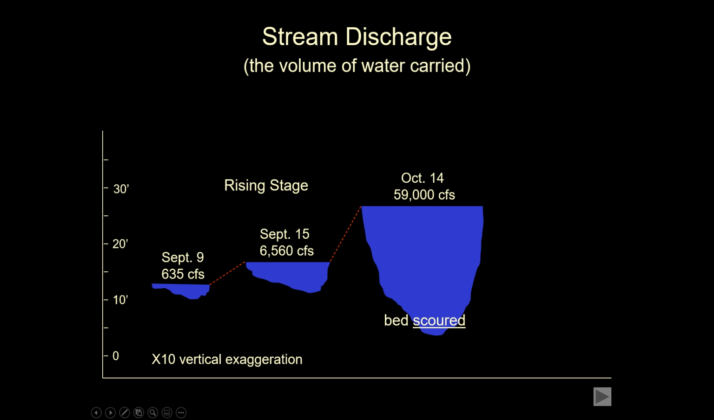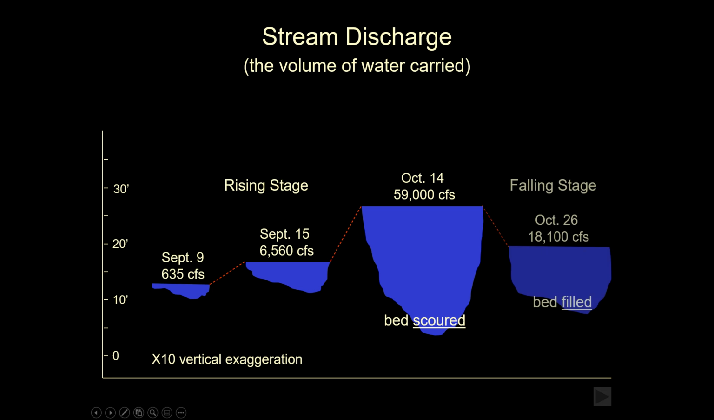So two things have happened. That red line shows you that the water level has risen, but the stream has also cut down into alluvium. So the bed has been scoured, meaning material has been removed to make the channel actually deeper. So those are two things that happen as the stream increased in discharge.